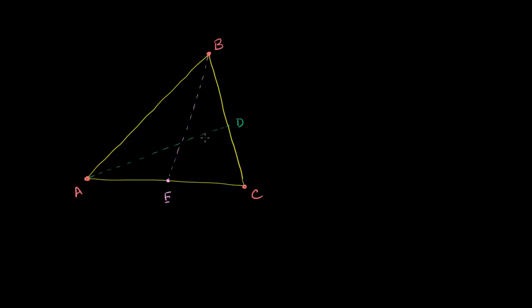So the fact that this green line, AD, bisects this angle right over here, that tells us that this angle must be equal to that angle right over there. They must have the same measures. And the fact that this bisects angle ABC tells us that the measure of this angle, angle ABE, must be equal to the measure of angle EBC.